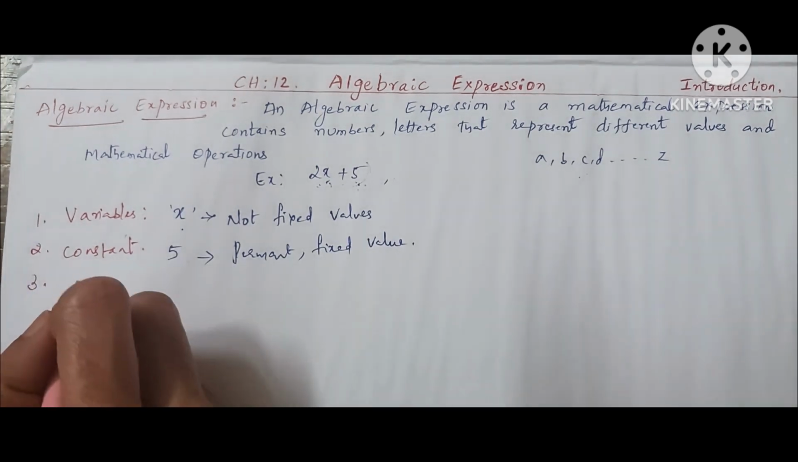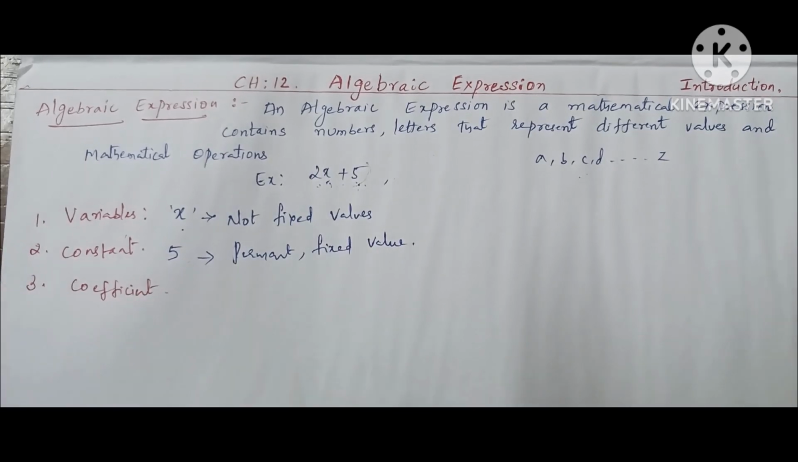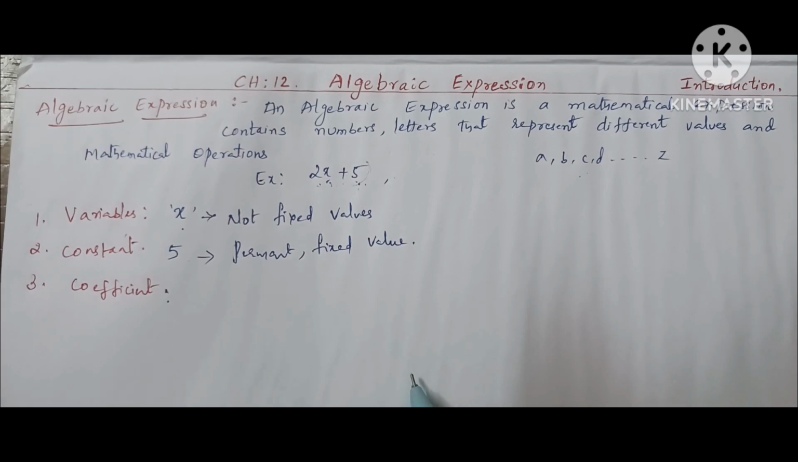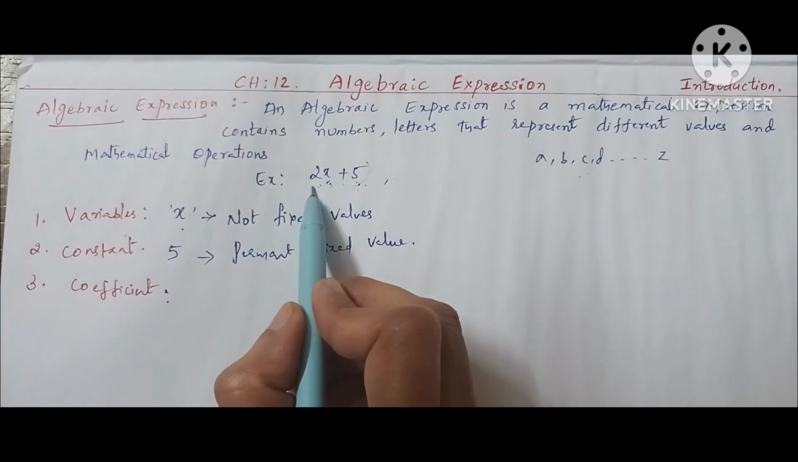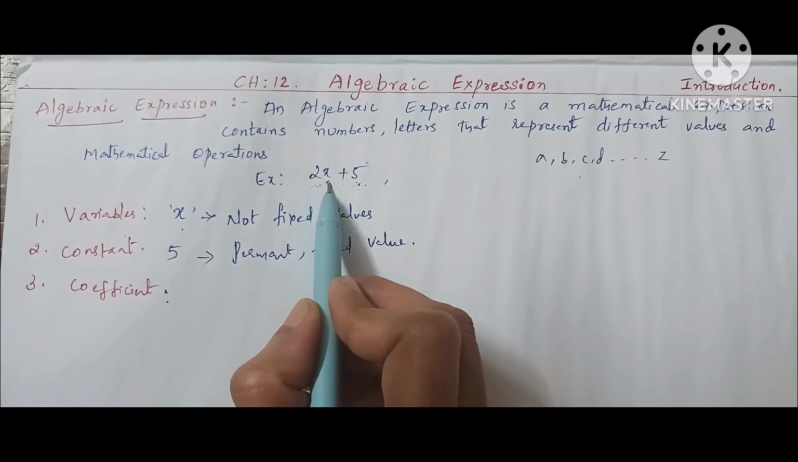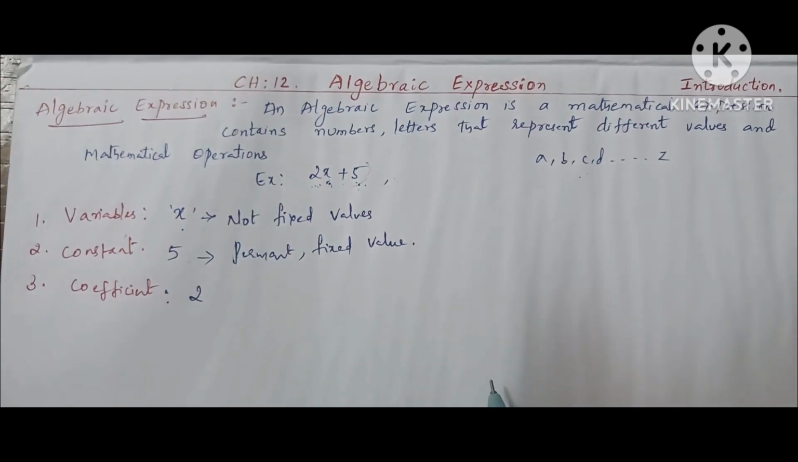The third one is the coefficient. What is a coefficient? A coefficient is the term which multiplies the variable. So, x is the variable. How many times has the variable been multiplied? 2 times. So, 2 is the coefficient.